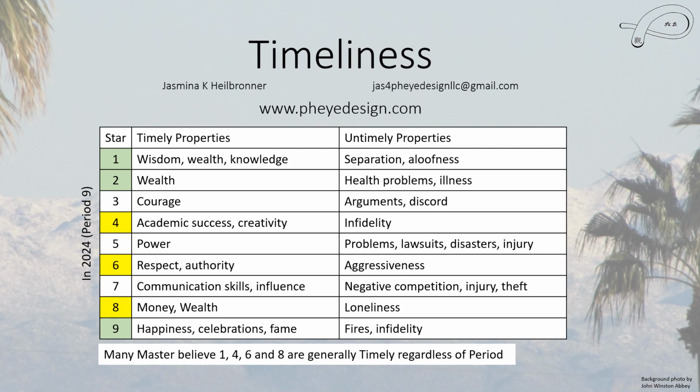Period 9, which starts next year and goes for 20 years, we have these 3 in green that are traditionally timely, and an additional 3 that comes from this idea. Now, it's true that 8 will be pretty weak right now. It'll be as weak as it can possibly be, but it's still generally good.